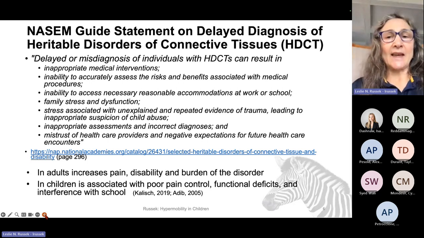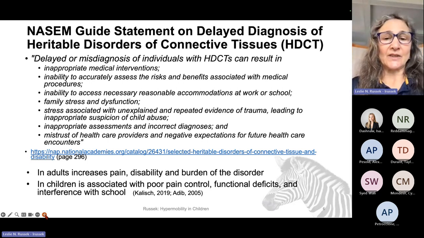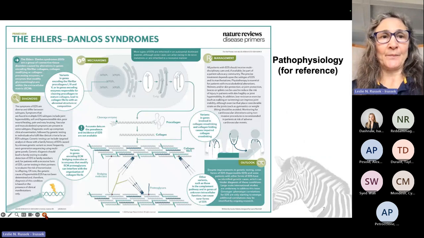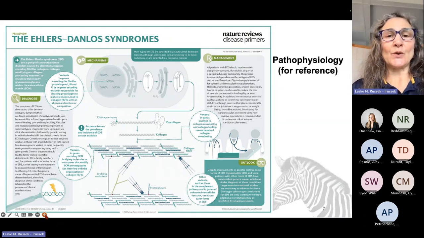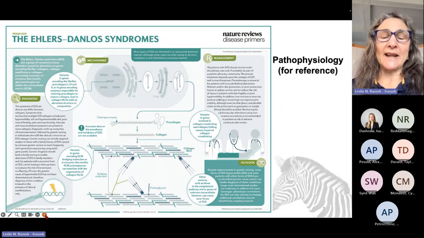Research also shows that delayed diagnosis leads to poor pain control, functional deficits, and interference in school for children. This slide is about the pathophysiology. I'm not going to go into the details of it, but it's here for your reference if you would like to look at it.